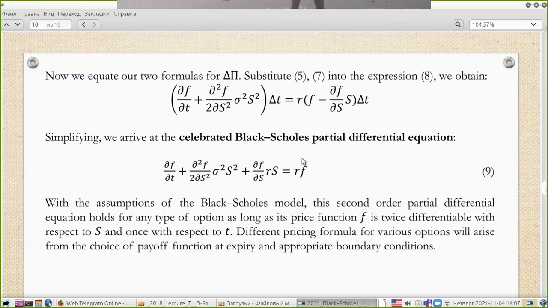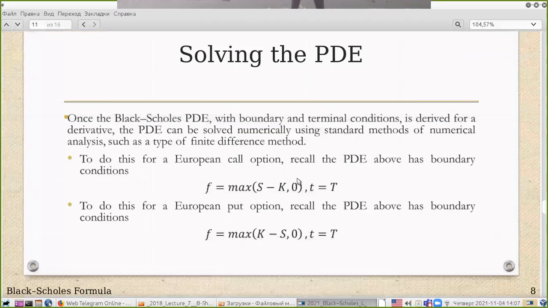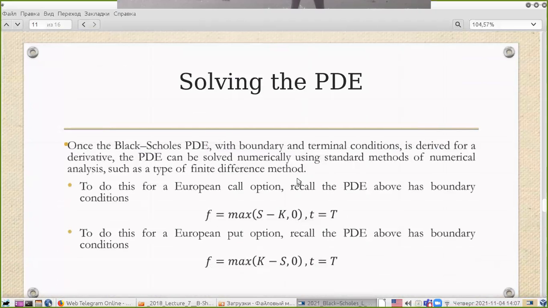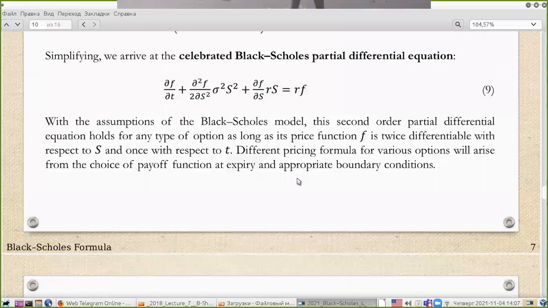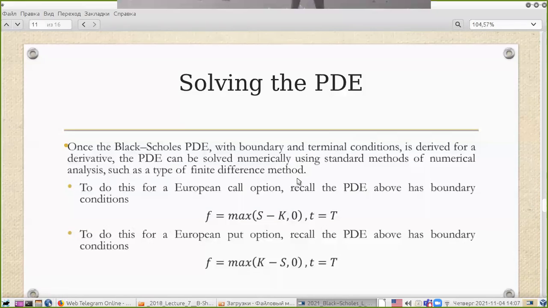So it's the well-known, celebrated Black-Scholes equation, and you see that it's not a stochastic equation. It's only a partial differential equation. And how can we solve this? We can solve this equation only if we have a boundary and initial condition.